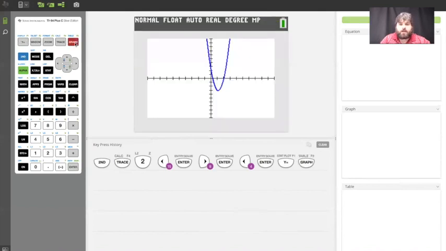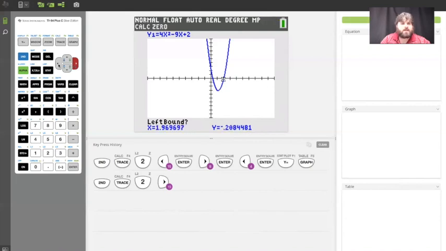Now to find the other 0, I need to do the same process. So second, calculate, number 2, 0. Now I need to do a left boundary. So kind of go over to where the 0 is, and then basically just hit left a few times. This ensures that you're to the left of that 0. Hit enter. There's my left boundary. Go back up to the 0 and then hit right a couple times and hit enter. That will make sure you're to the right.